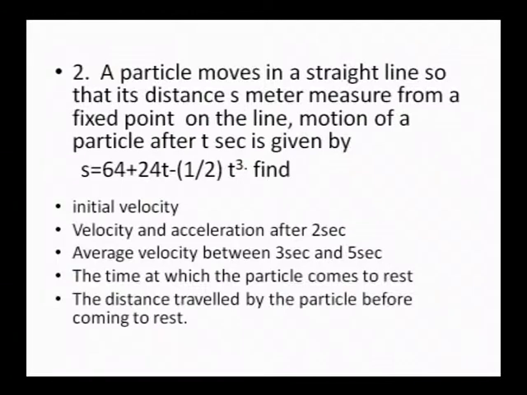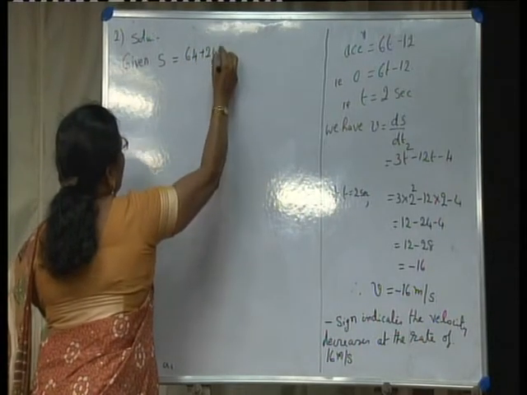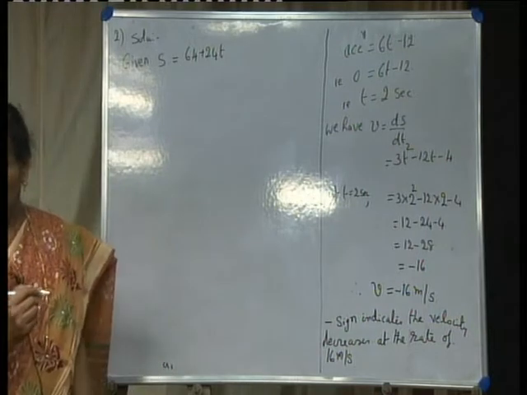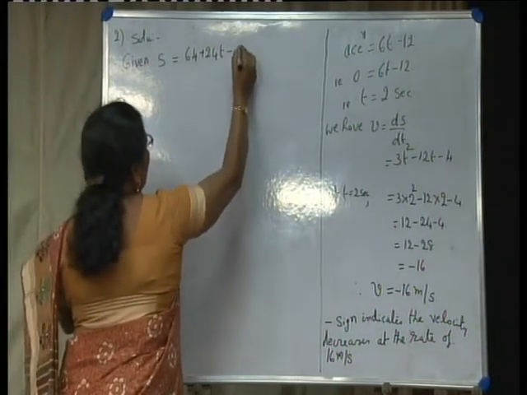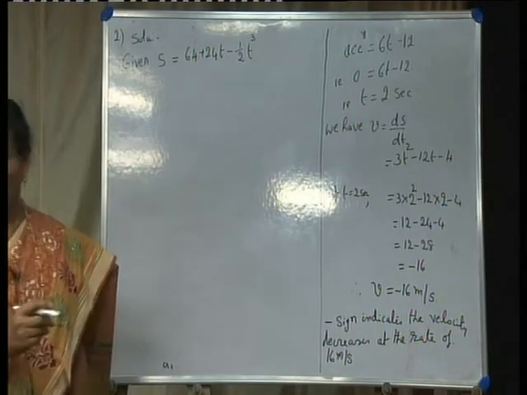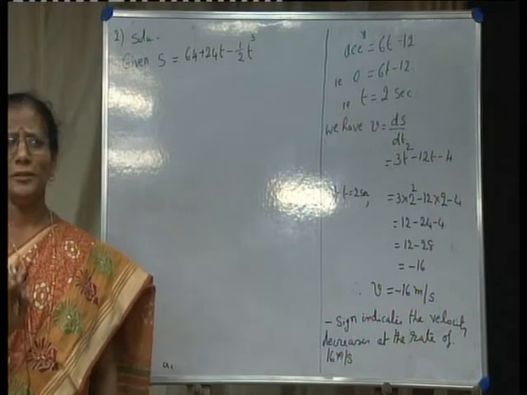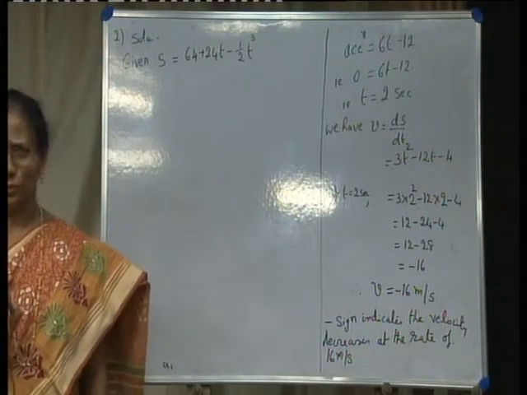Solution. Given s is equal to 64 plus 24t minus 1 by 2 t cube. Find the initial velocity. We know it very well, initial velocity is always 0.